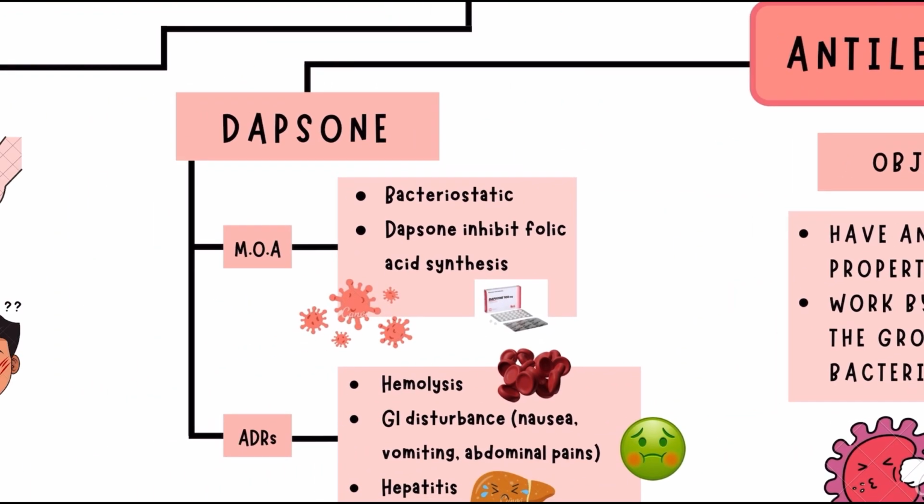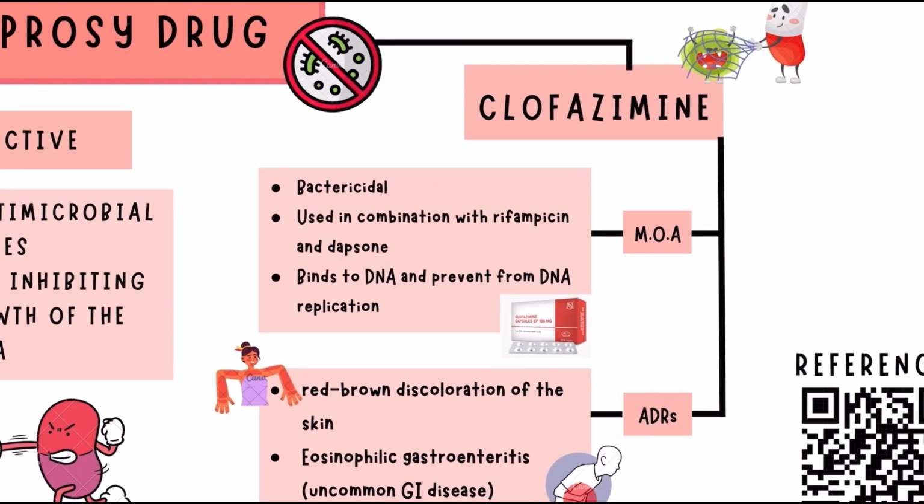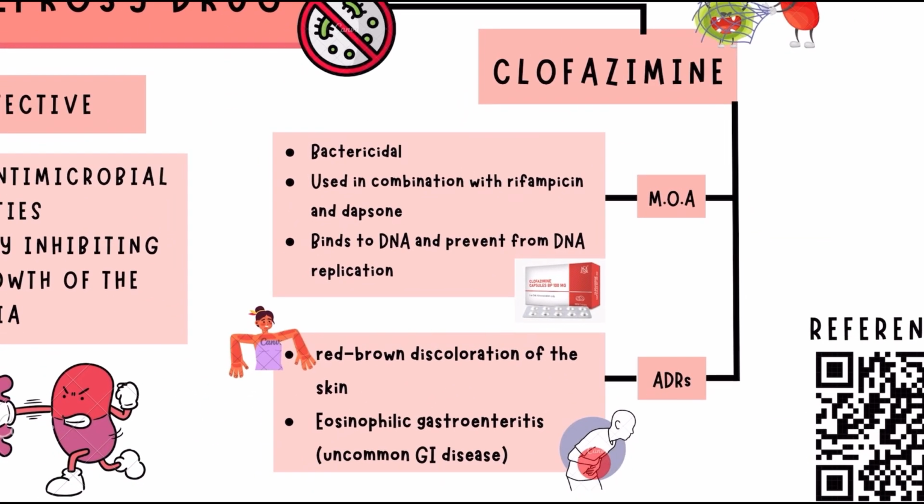A recommended example is dapsone. Its mechanism of action involves inhibiting folic acid synthesis and is bacteriostatic in nature. Its adverse reactions range from moderate to severe, which include hemolysis, gastrointestinal disturbances such as nausea, vomiting, and abdominal pain, and also hepatitis. An alternative agent to dapsone is clofazimine.